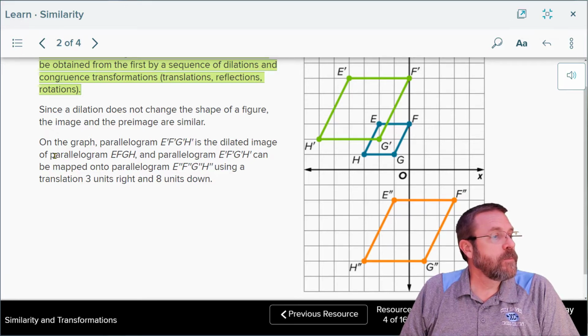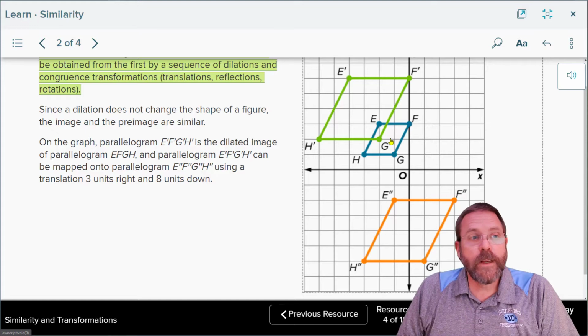The graph of the parallelogram E prime, F prime, G prime, H prime is the dilated image of the parallelogram E, F, G, H. The prime one can be mapped onto the parallelogram E double prime, F double prime, G double prime, H double prime using the translation 3 units right and 8 units down.